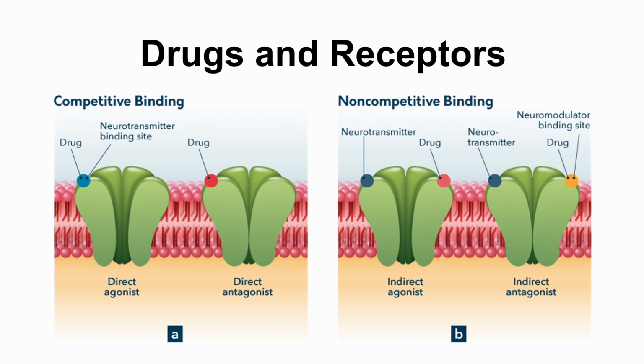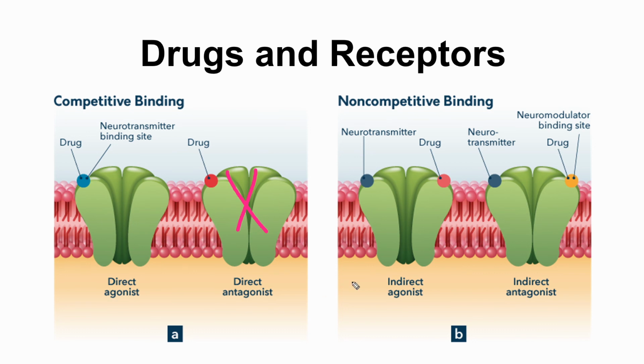And it can work in two ways. It can either be direct or indirect. So I've been pointing at our competitive or direct competition. So that's when the drug binds to the neurotransmitter's binding site and either activates it if it's a direct agonist, or it binds to that site and turns off this receptor. That would be a direct antagonist. So we could even draw in the fact that it turns it off. It doesn't act the way that it should.